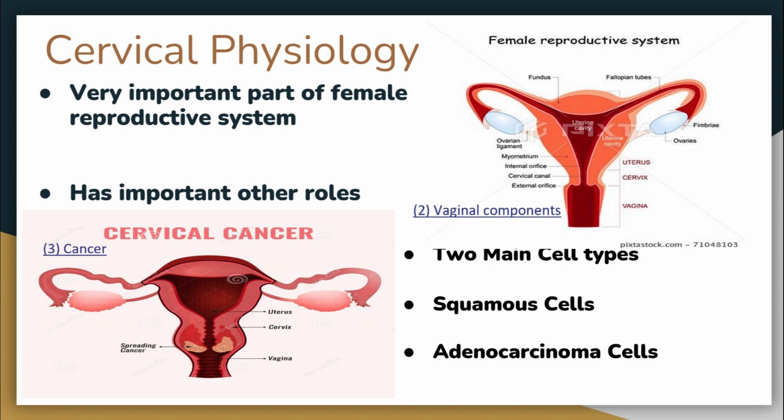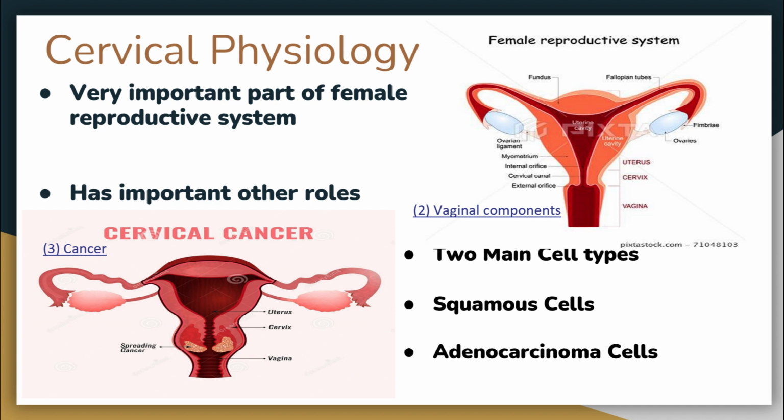Cervical physiology. The cervix is a very important part of the female reproductive system. It also keeps bacteria out of your uterus and produces discharge to clean your vagina. It changes its position to help facilitate sperm or protect a pregnancy from even happening.